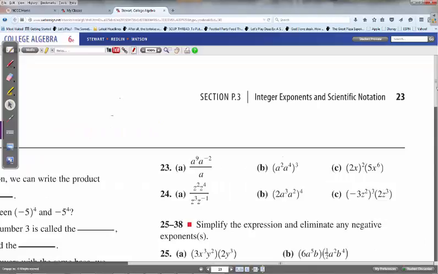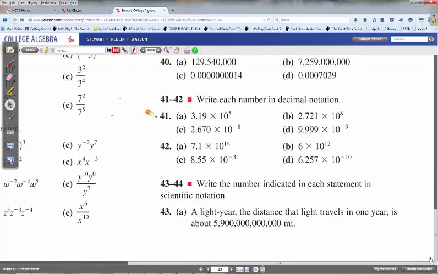So I'm going to do a problem from 43 and 44, we're supposed to write the number indicated in scientific notation. Easy enough. So this first number, how many places do I need to move the decimal point? 3, 6, 9, 12, just 12. So my final number is going to be 5.9 times 10 to the 12th.